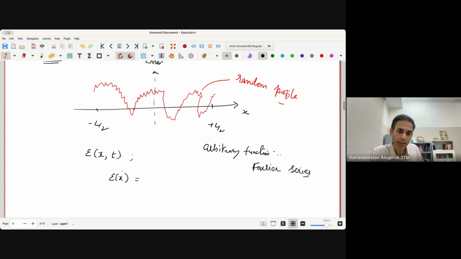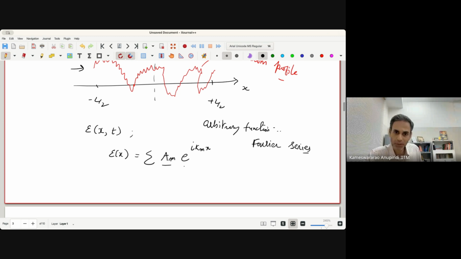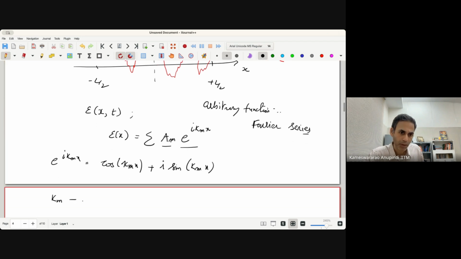Okay, that means I can write this particular function epsilon x. It need not be this function. If you have any continuous function, you can always represent it as a series of Fourier terms. So we can write this as a_m times e to the power i k_m x, summed over m. Okay, that means I have used this Fourier series with some coefficients and e to the power i k_m x, where e to the power i k_m x is basically nothing but cosine k_m x plus i sine k_m x, where k_m is the wave number.